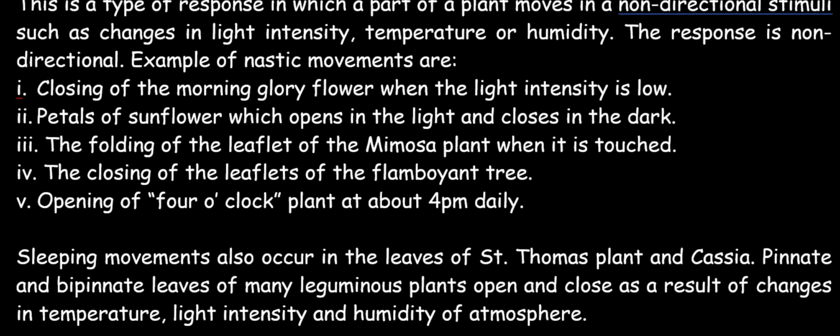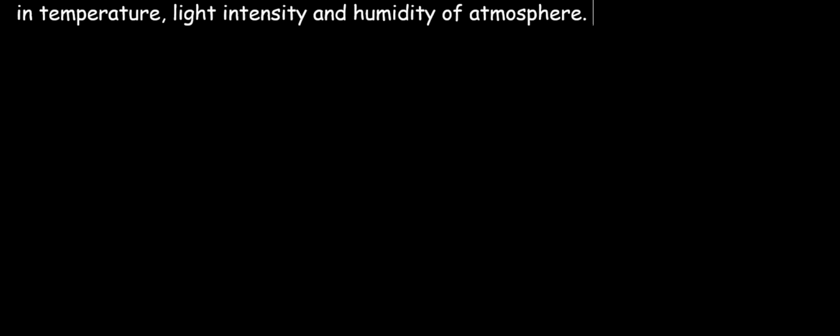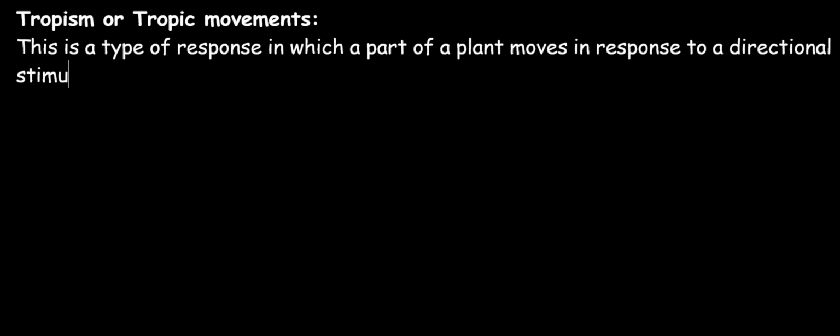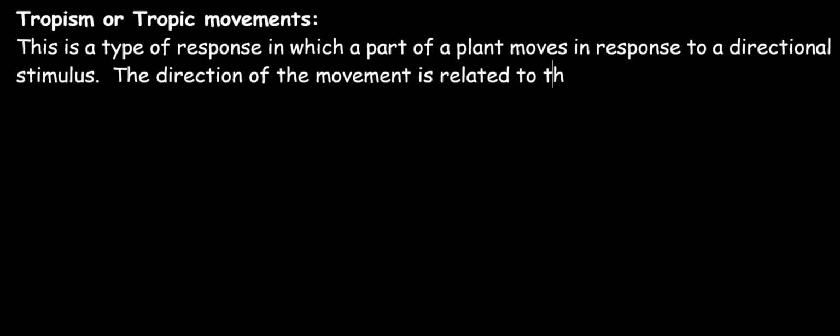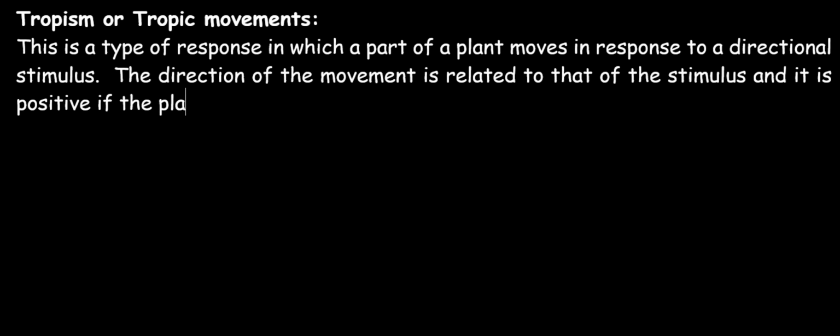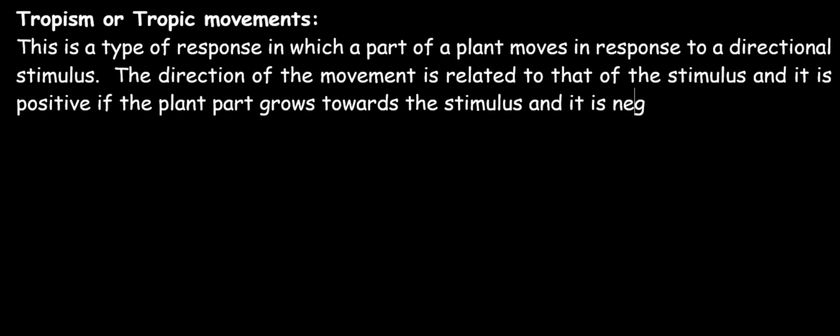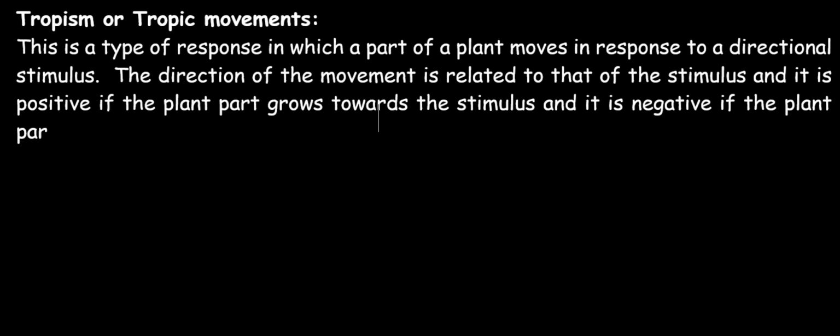The next type of response we'll look at is the tropic movement or tropism. This is a type of response in which a part of a plant moves in response to a directional stimulus. The direction of the movement is related to that of the stimulus, and it is positive if the plant part grows towards the stimulus, and it is negative if the plant part grows away from the stimulus.